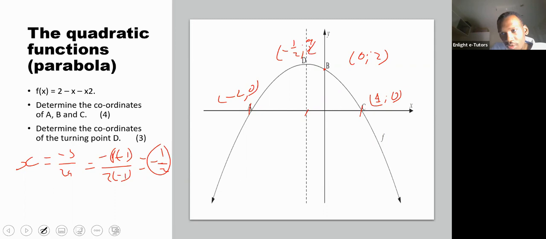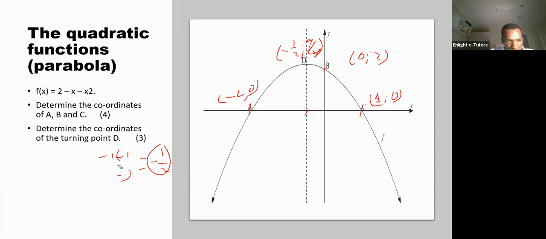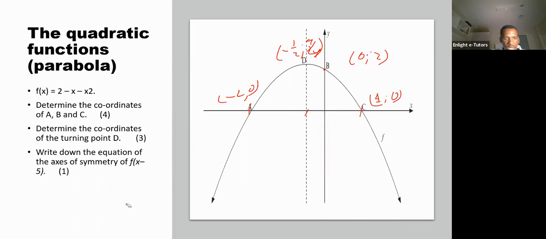Which is 9/4. You understand? So I have my things. I have those coordinates already. If I have that one, I move. Now they say write down the equation of the axis of symmetry, which is this line. You understand?